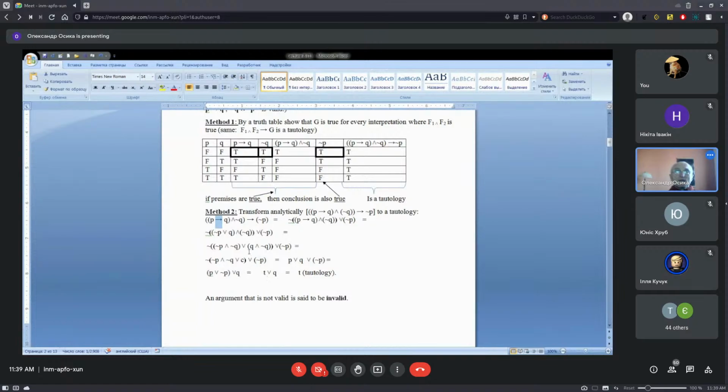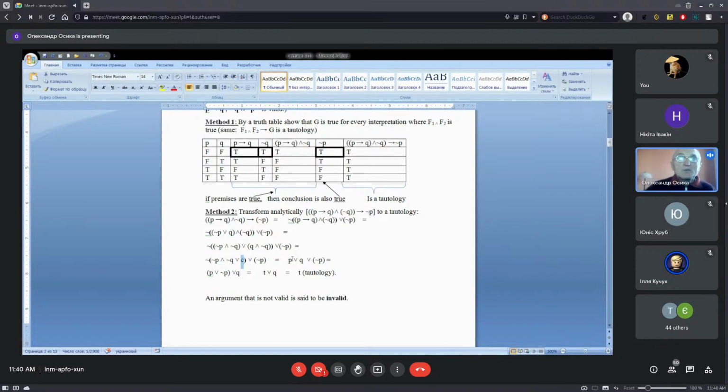Now we see that this is what? Q and not Q. It is a contradiction. So this is presented by this constant C. It is any statement which is always false for any interpretation. After that, we apply this negation to this not P and not Q.